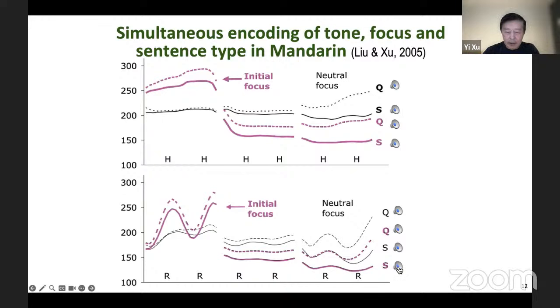Okay. Now if we want to turn it into questions, you can do that starting from the neutral focus condition. So corresponding to this contour, you have the question's intonation. And this one, and also we can add focus on top of that to indicate both the question intonation and focus intonation, like this one.